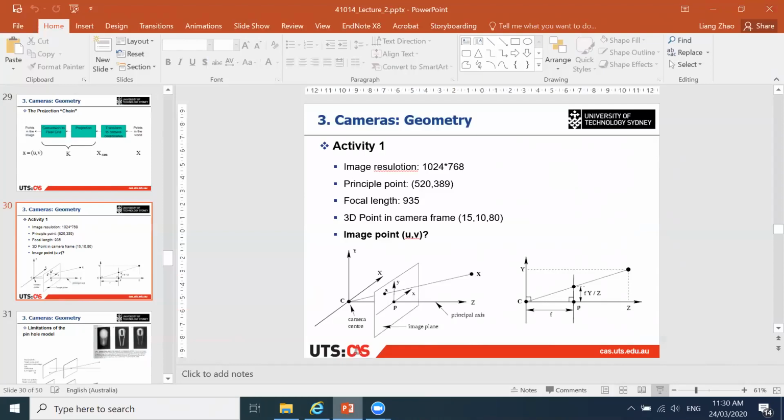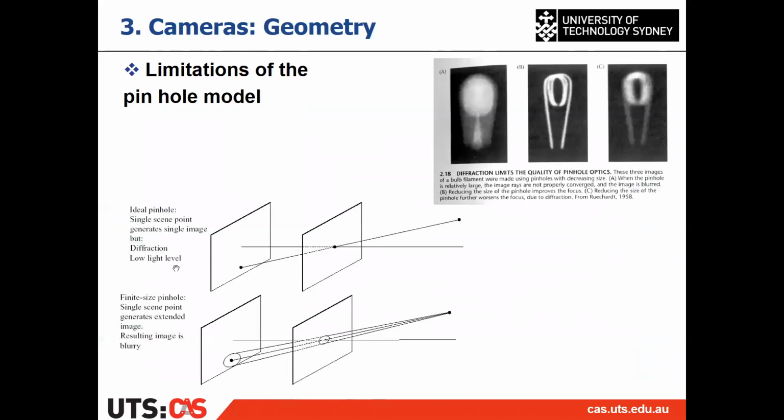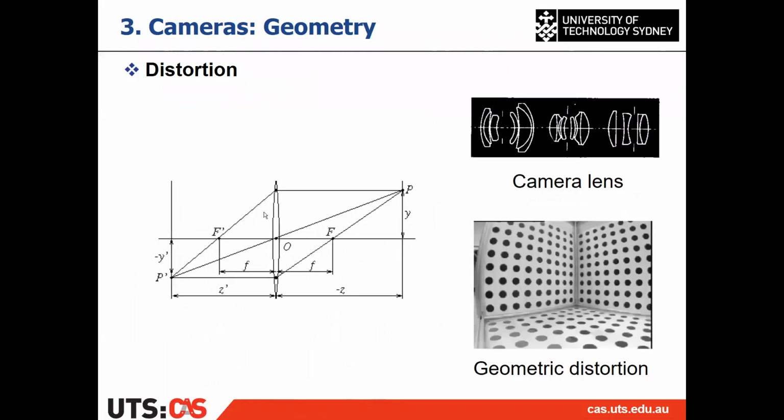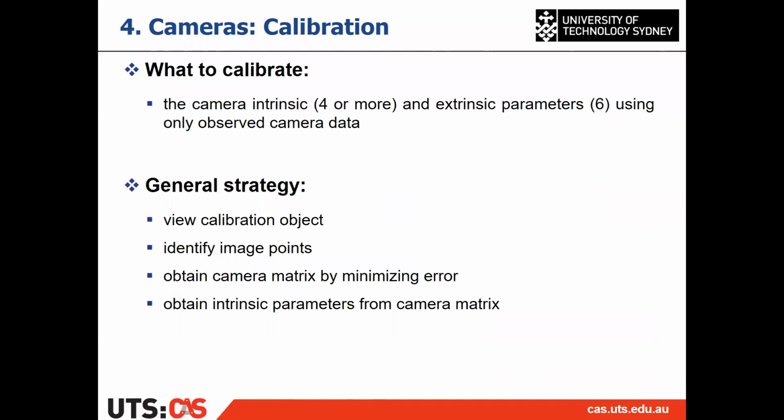All right, then, let's move a bit forward. There are some limitations about this pinhole model because it is not the ideal case, as it's not ideally small. And sometimes there will be some blur on the image. And also because the camera lens is not that perfect, there will be some distortion on the image. For example, if you look at the bottom right image, you can see each column or row of the dots should be straight, but on the image it's not. So that's the distortion, right?